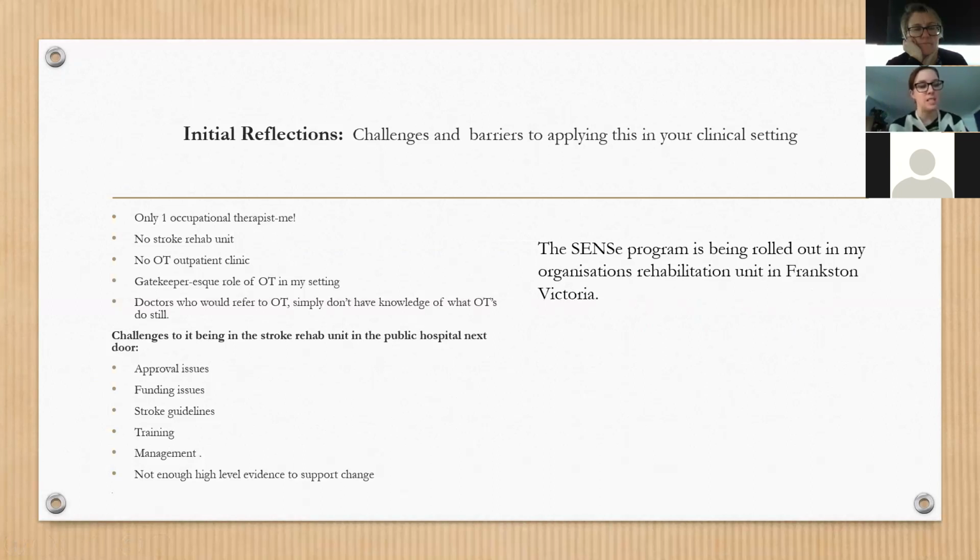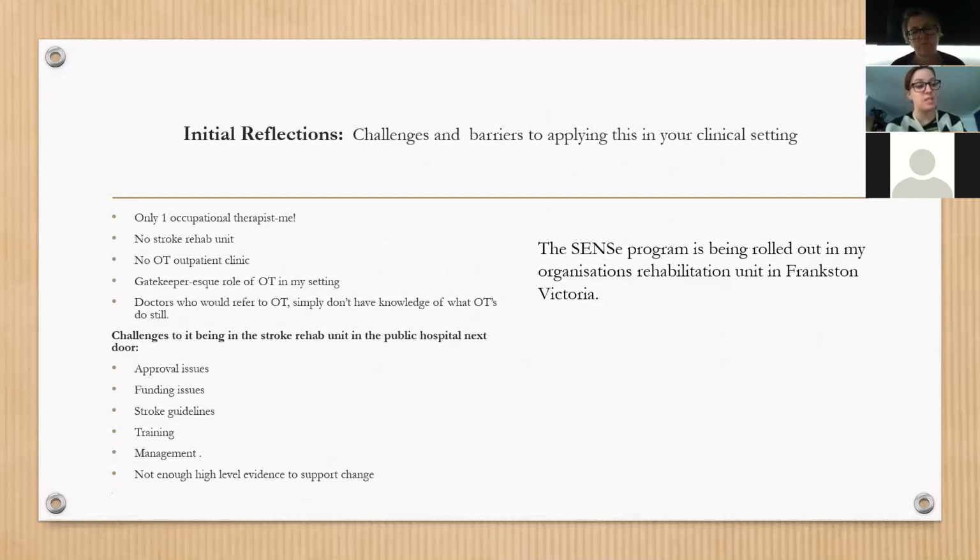Well, the public system takes forever to get approval on new protocols, paperwork, and there's strict criteria to pass before anything can be implemented. There are funding issues at the moment, so there's training, cost of official programs, cost of outcome measures if they're not already readily available. The stroke guidelines don't explicitly reflect up-to-date evidence-based practice, and this would be needed to justify a change in their service delivery. Training would be required for all OTs on the rehab unit, so that's cost and time issues. Some management are resistant to change, they do what they've always done. There's not enough high-level evidence to convince management what should be implemented at this stage.